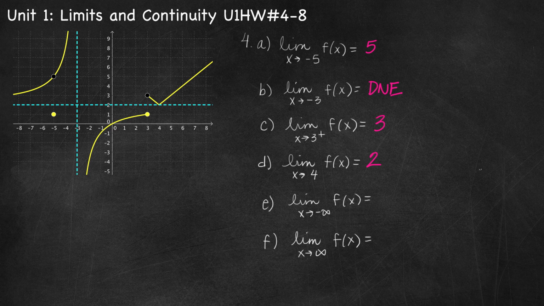Part E, find the limit of f of x as x approaches negative infinity. So an x value of negative infinity is way out here. Where is our graph going as x approaches negative infinity? Well, it is approaching this horizontal asymptote right here at 2.